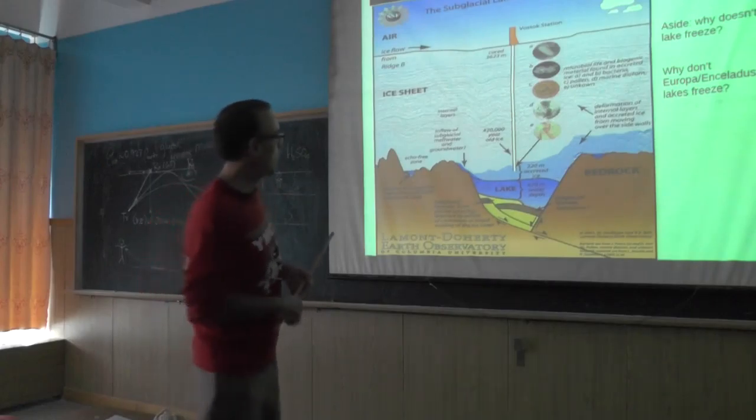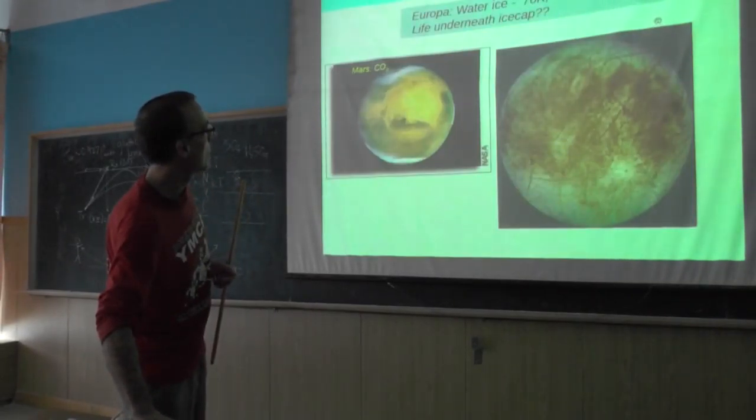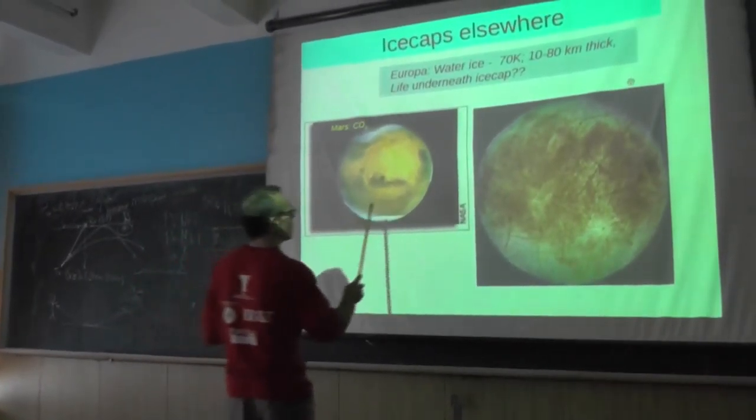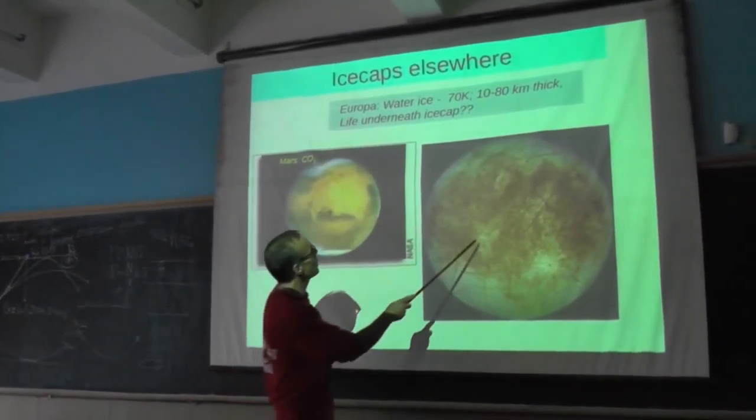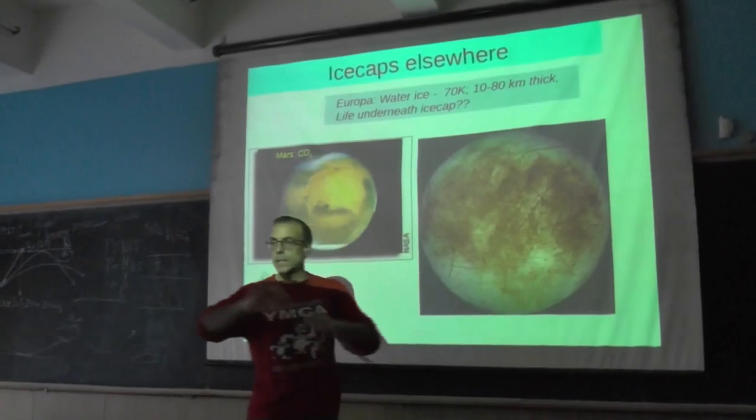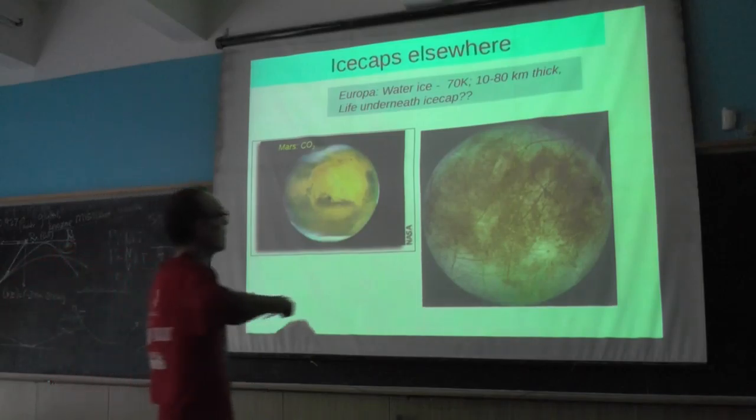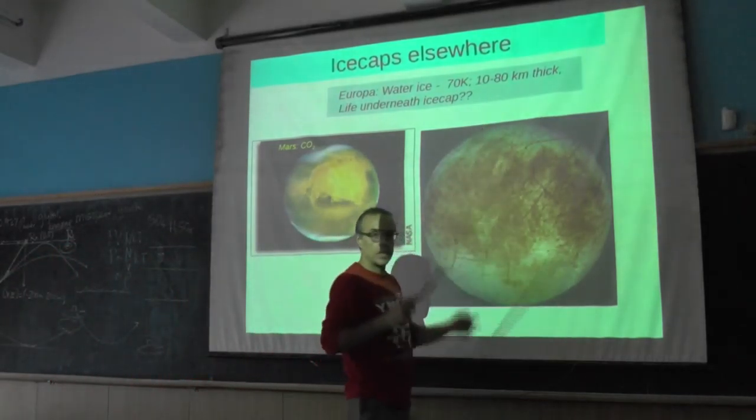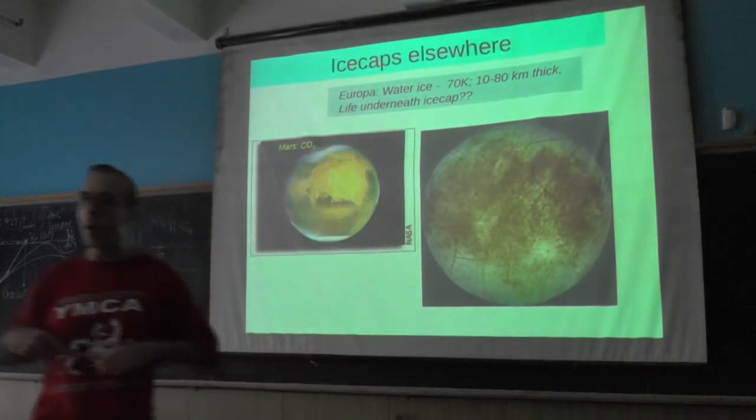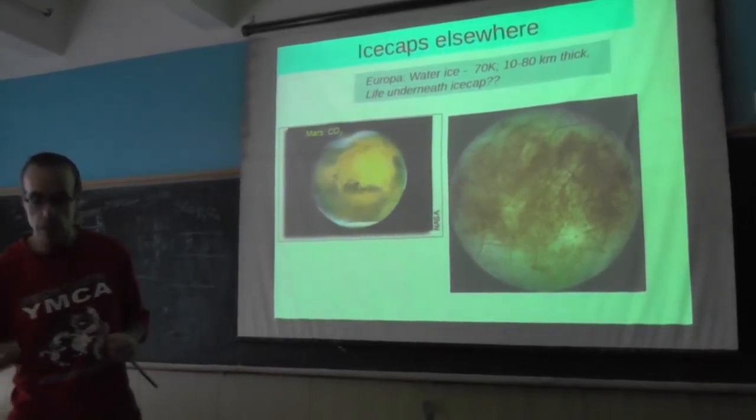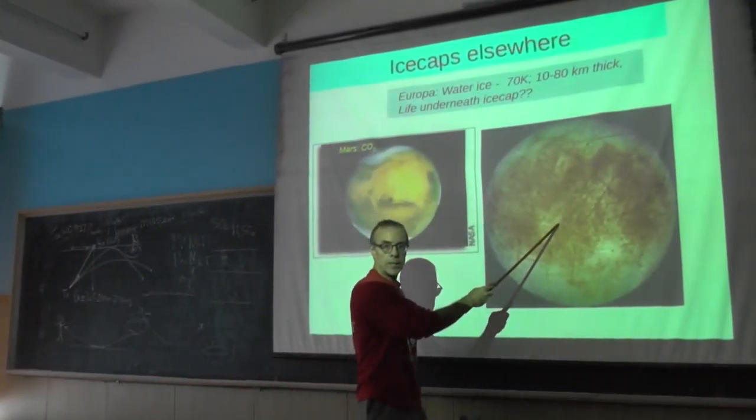Now, the reason why this is so interesting on its own is because there are other places in the solar system. In particular, this is Europa. So Europa also has ice on the outside, and there's water underneath all of that ice. So underneath 10 to 80 kilometers thickness of ice, there is water underneath. Now, that leads to the question, why is it that the water underneath Lake Vostok does not freeze? And why is it that the water underneath this ice sheet does not freeze?